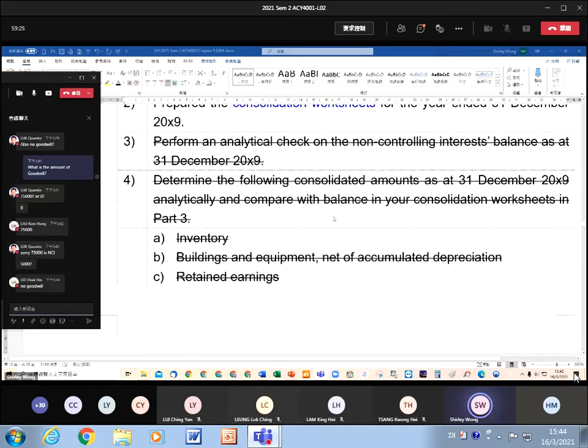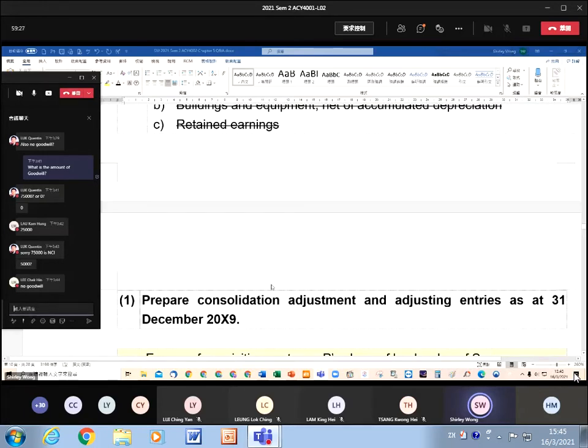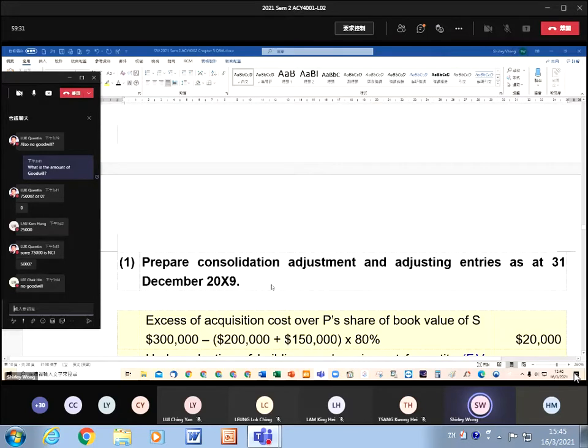Okay, are you ready? First, we need to prepare the consolidation adjustment and also the adjusting entry. Remember paragraph 2, it says that there is a fair value difference. So first of all, I need to calculate the fair value difference. According to the question, it is the excess of acquisition cost over the share of the book value of the subsidiaries.